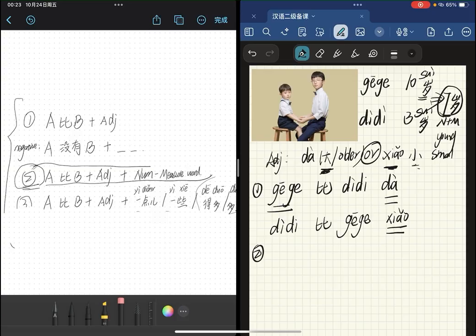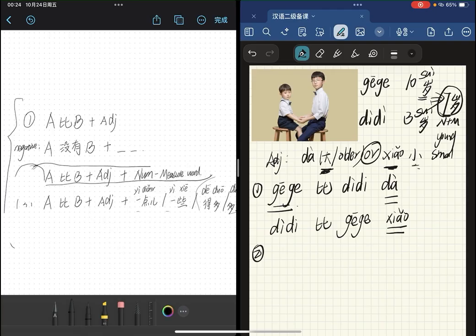And then we know 哥哥 is 10岁, 弟弟 is 3岁. So we can calculate the age difference, right? 10 minus 3 equals 7. So it's 7岁, and we get a number-measure word phrase, 7岁. So this is the age difference. Then we can use the second structure to make a sentence.